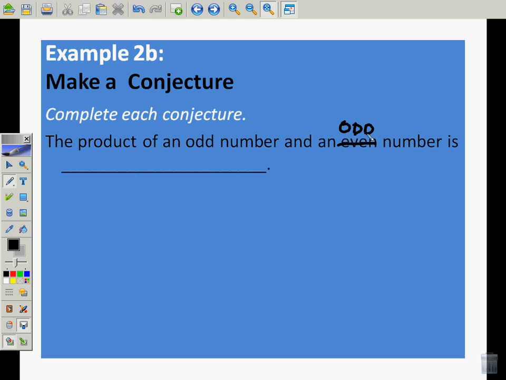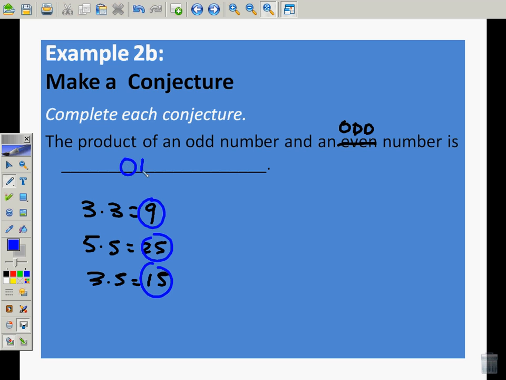Well, if I say 3 times 3 equals 9, 5 times 5 equals 25, 3 times 5 is equal to 15. Notice, odd, odd, odd. So I'm going to say odd here. Okay, so I'm making these conjectures based on what I know and trying to figure these things out.